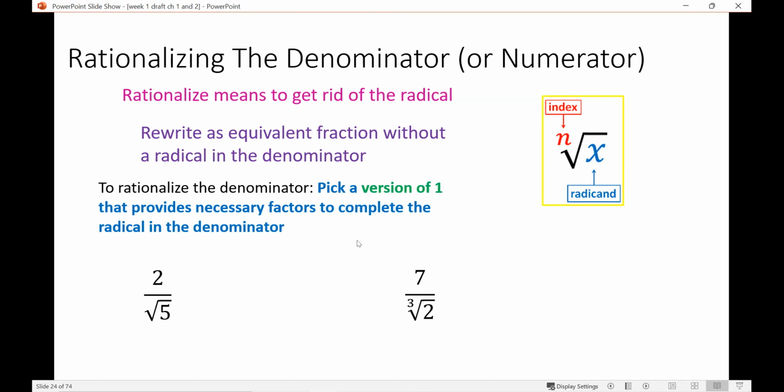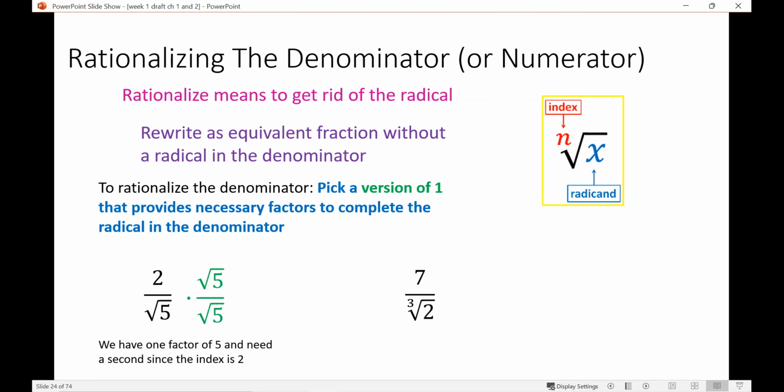And as you probably remember, to make equivalent fractions, we multiply by versions of 1. We're going to use a strategic version of 1. That is going to give us the necessary factors to complete the radical. So if it's a square root, we need to make sure that all the factors inside that square root have pairs. If it's cube root, we need to make sure that all the factors inside that cube root come in groups of 3. Okay. So in this case, we've got 2 root 5.